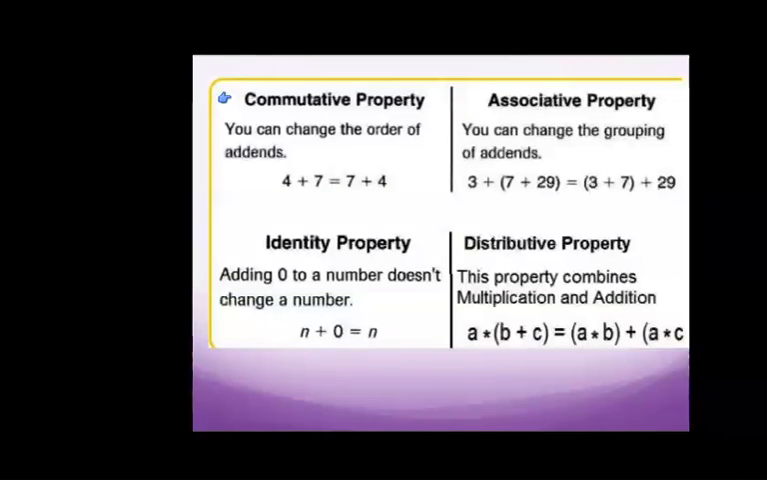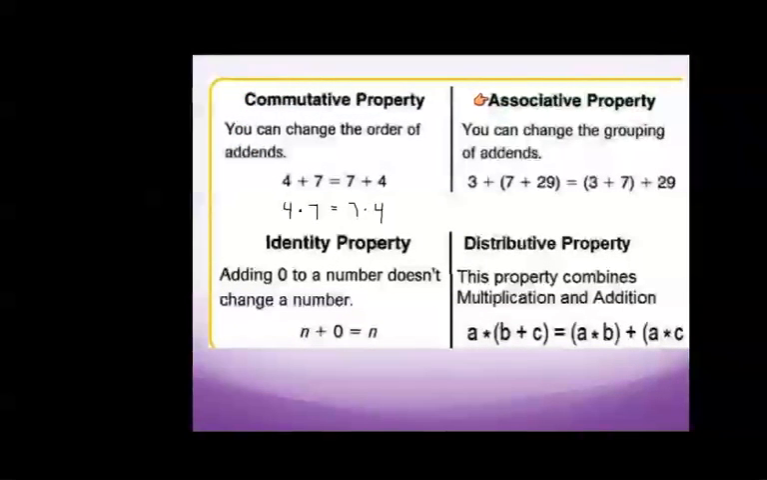So let's real quickly do a little review here before we go on to looking at some examples of problems you would see these in. So the commutative property: you can change the order of the addends, or you can change the order if it's multiplication as well. 4 times 7 is the same as 7 times 4, just like in addition, 4 plus 7 is equal to 7 plus 4. So you're just changing around the order. They're moving within the community.